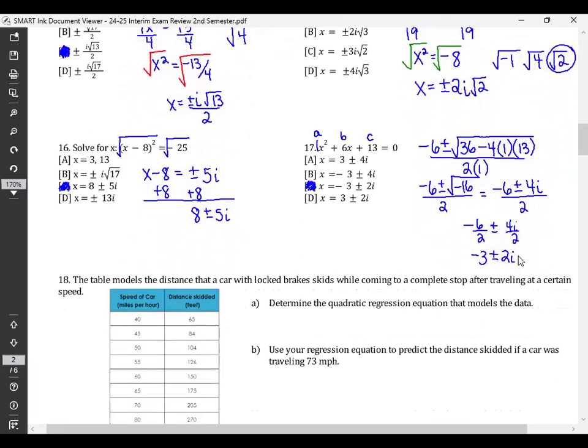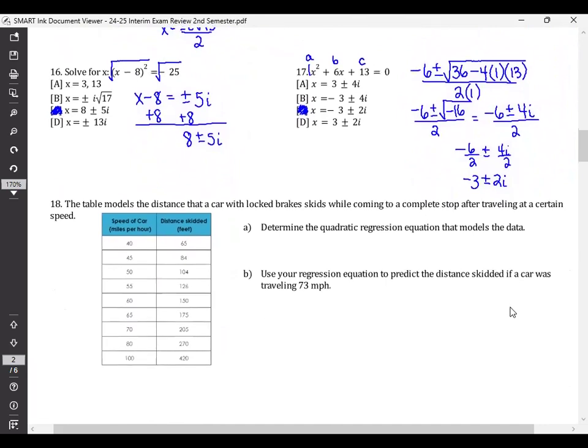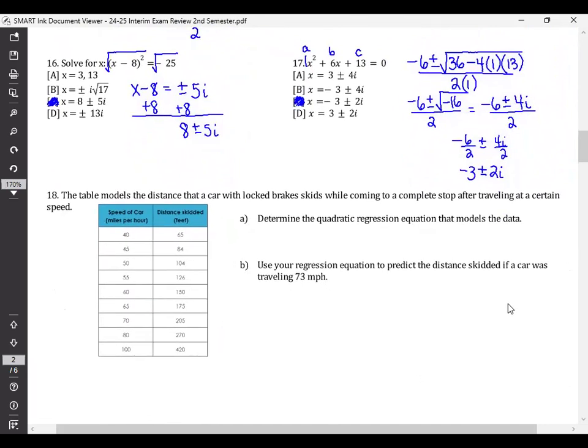For number 18, it says the table models the distance that a car with locked brakes skids while coming to a complete stop after traveling at a certain speed. We're going to determine the quadratic regression, and then use that regression to predict the distance skidded if a car was traveling 73. So this is a completely Desmos problem.